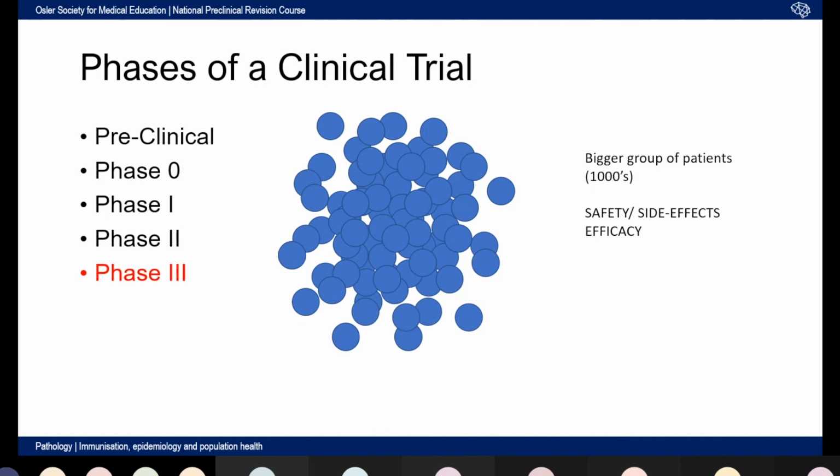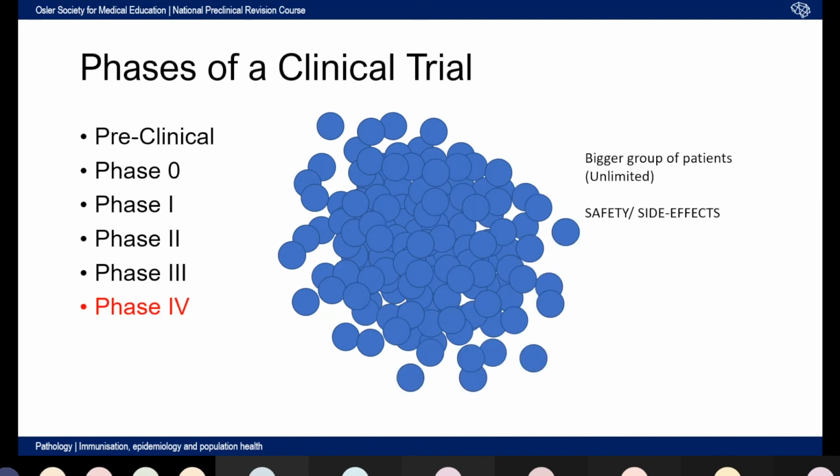Then you do a phase 3 trial, which is an even bigger group, so thousands, again testing efficacy, safety, and side effects. At this stage, your drug might be approved, and that's great, but you're not done yet. You've got to do your phase 4 trial, and this is everybody who uses the treatment. If they have any adverse effects, they can report it. So it's continual monitoring to see if the treatment is safe, because I guess that's probably the most important thing, really.